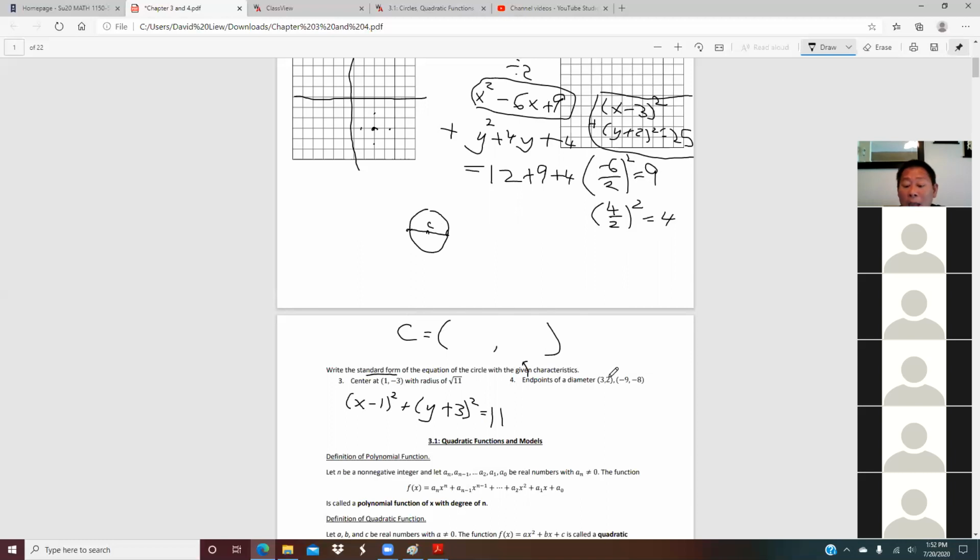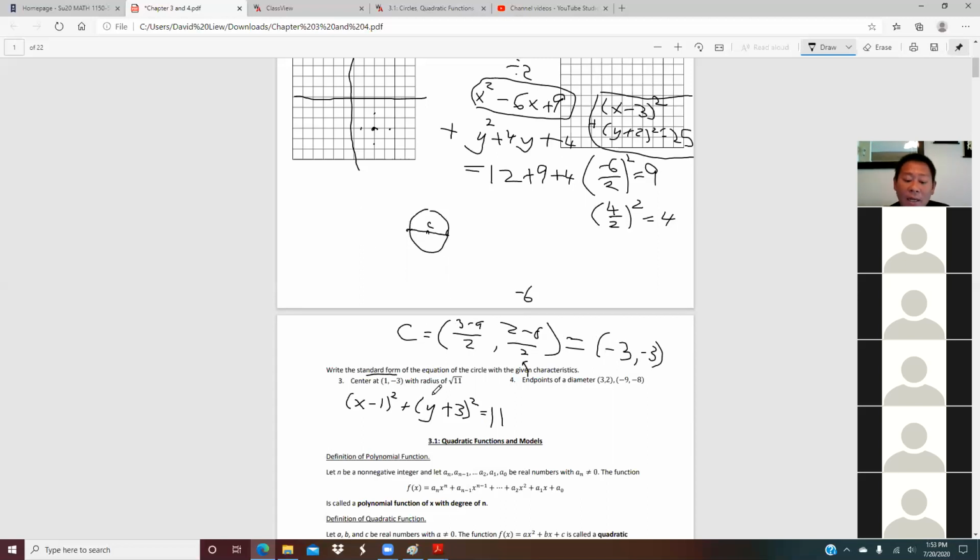It's like the middle. You add your x values and divide by 2. So you take 3 minus 9 divided by 2, and then you take 2 minus 8 divided by 2. In this case, 3 minus 9 is negative 6, divided by 2 is negative 3. And 2 minus 8 is also negative 6, and when you divide by 2 it is negative 3. So this is the center of your circle, which is negative 3, negative 3.